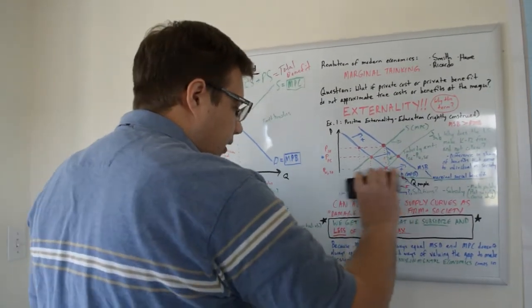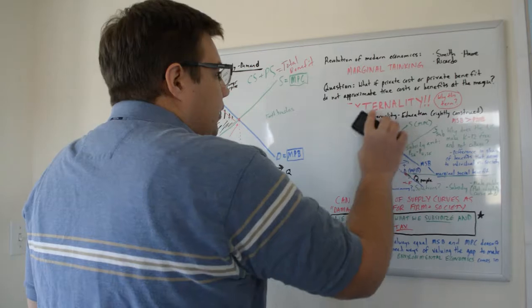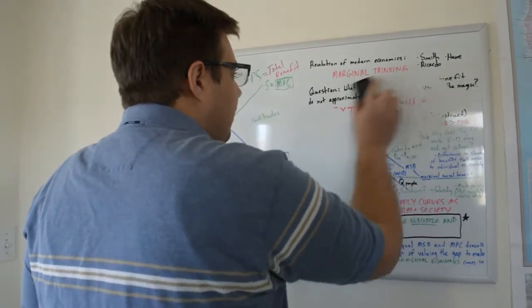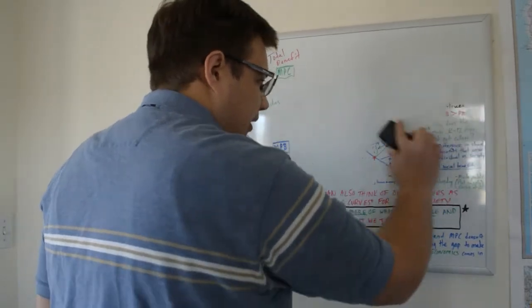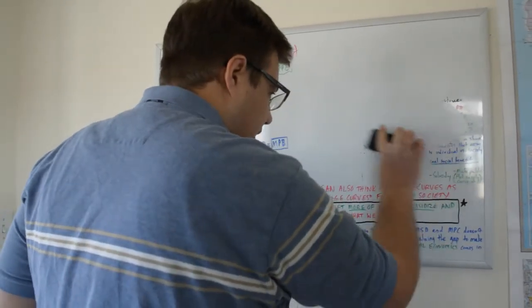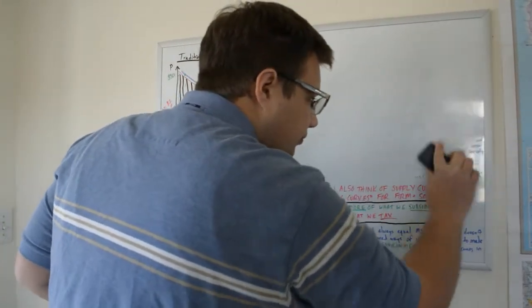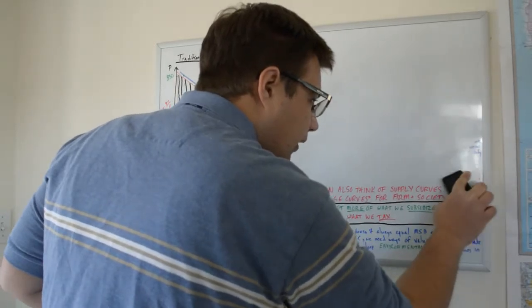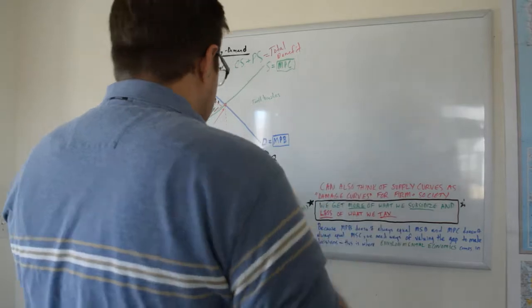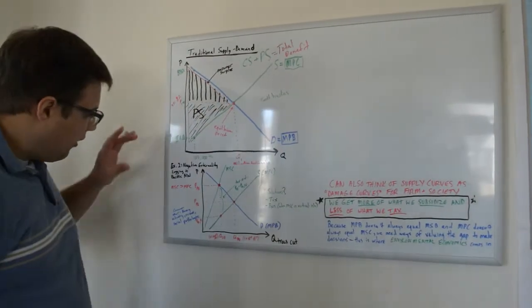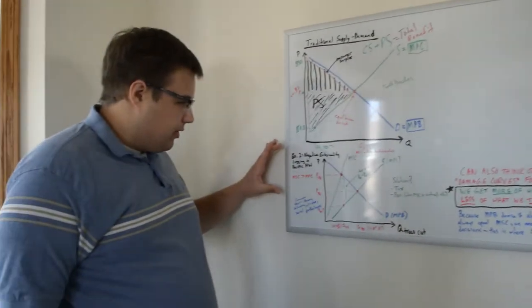We'll erase that. Now we're going to look at a negative externality here. Just making some room. The negative externality is already on the board. Whiteboards are so much better than hearing chalk. All right, so now we have a negative externality here.